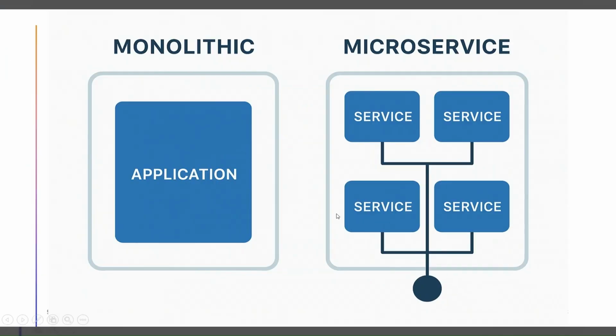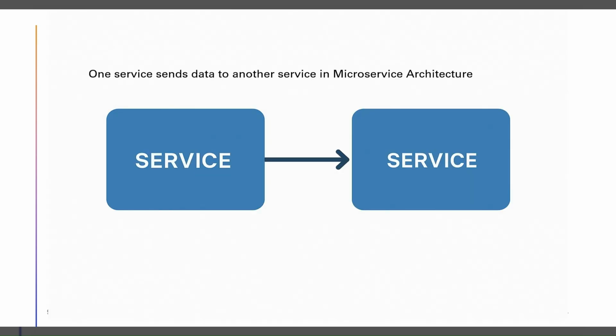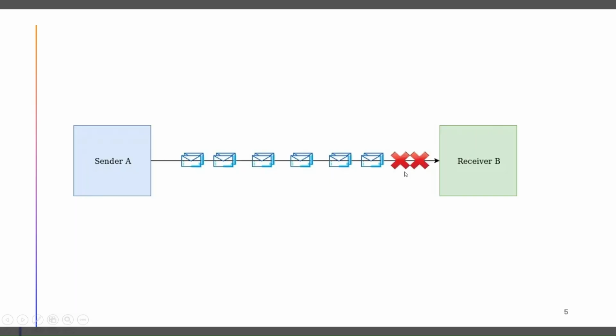Earlier, applications were built as monolithic systems, where every part of the system was tightly connected. When an application becomes bigger, companies started using microservices architecture to split features into separate independent services. But this created a new problem. Services need to send data to each other. Sometimes one service sends data faster than the other can process, or one service may go down or slow down temporarily. So this caused message loss, system crashes, and performance bottlenecks.